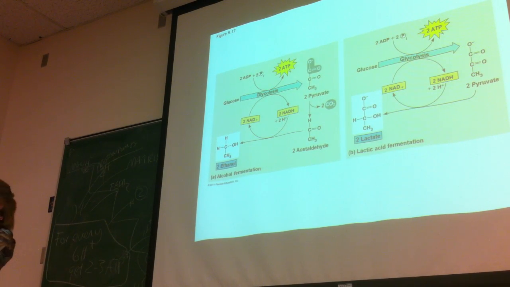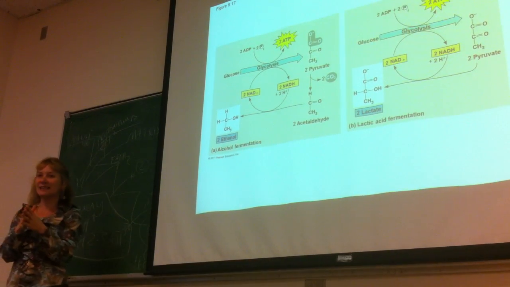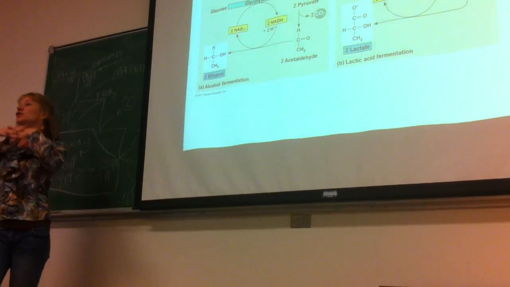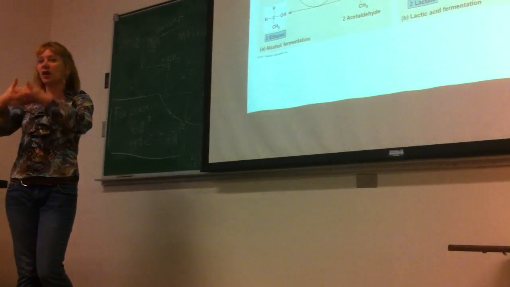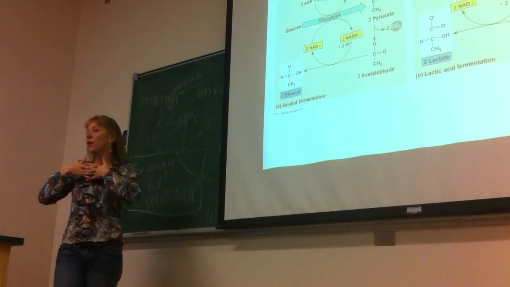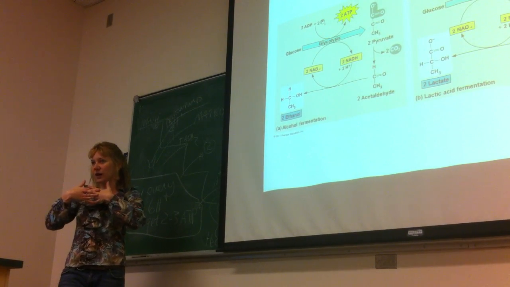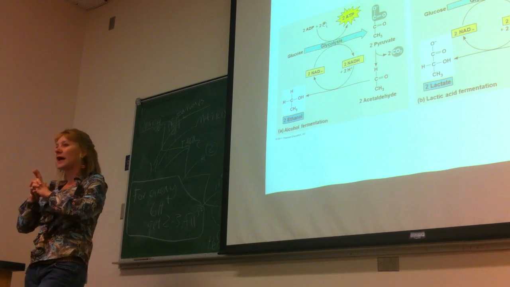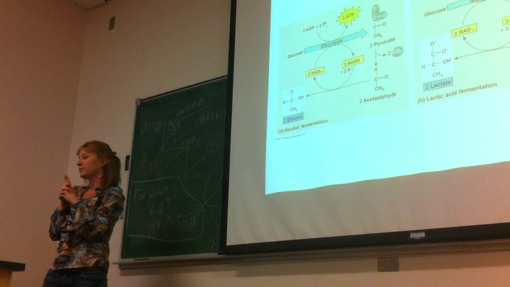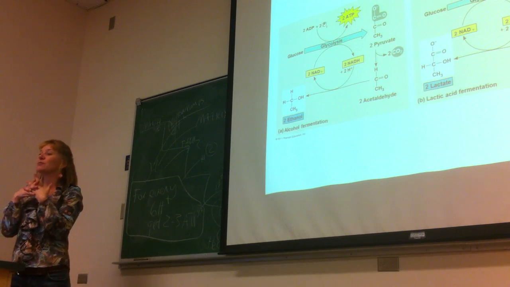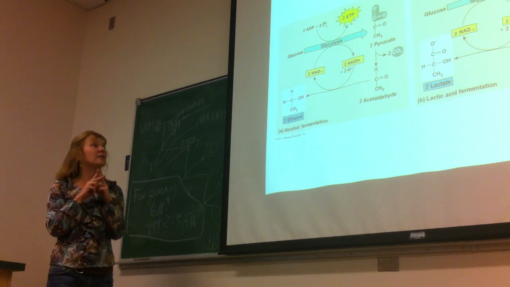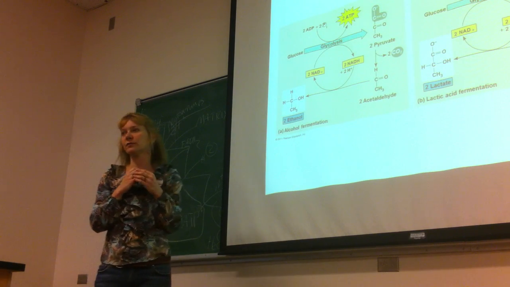Glycolysis does not change in fermentation. It's the exact same process we saw before. What was that process? We have to use 2 ATP to start the system. We get out 4 ATP by substrate level phosphorylation. So our net ATP is 2. And what's our other product? It is pyruvate, right? So we're getting 2 molecules of pyruvate and 2 ATP for every glucose.